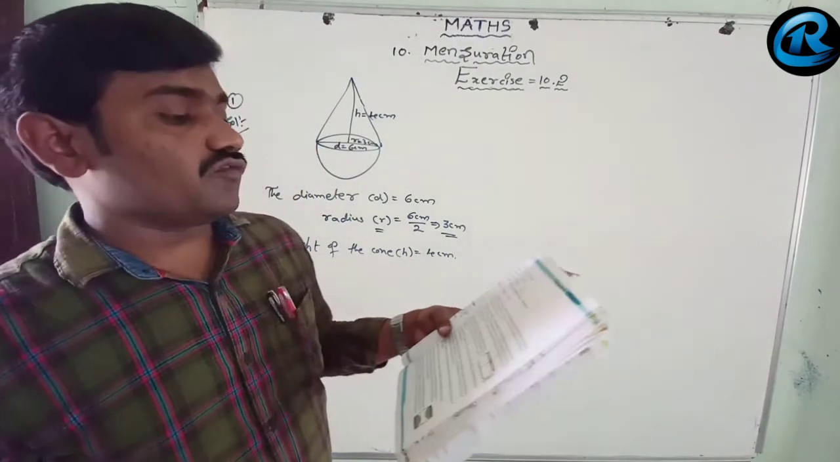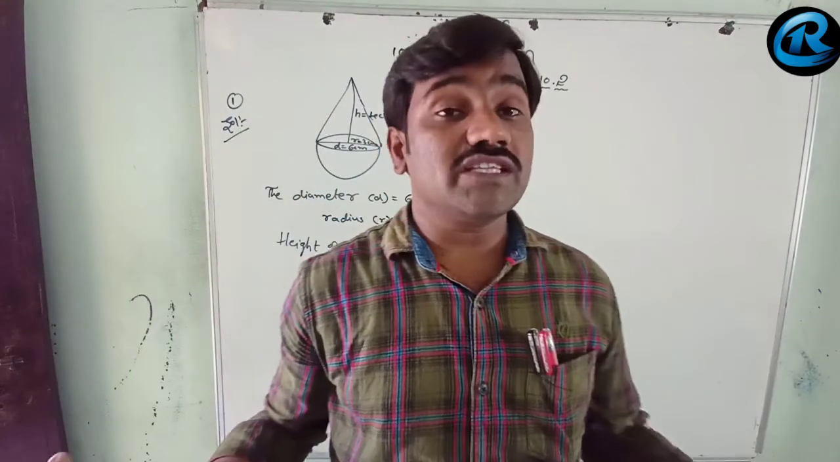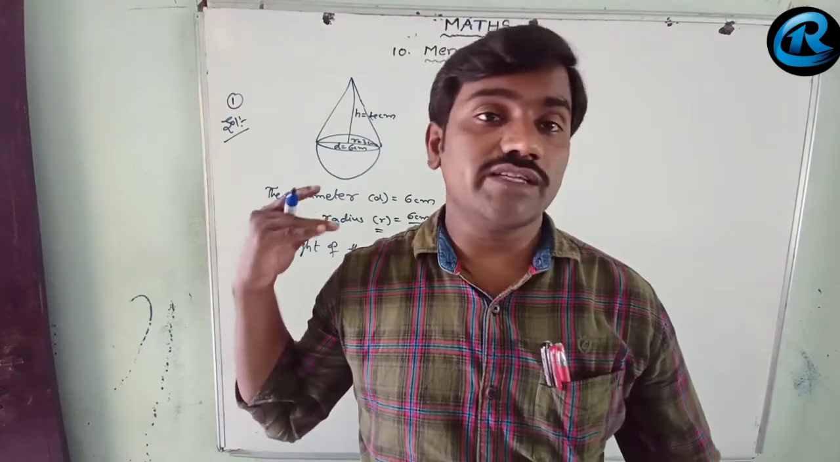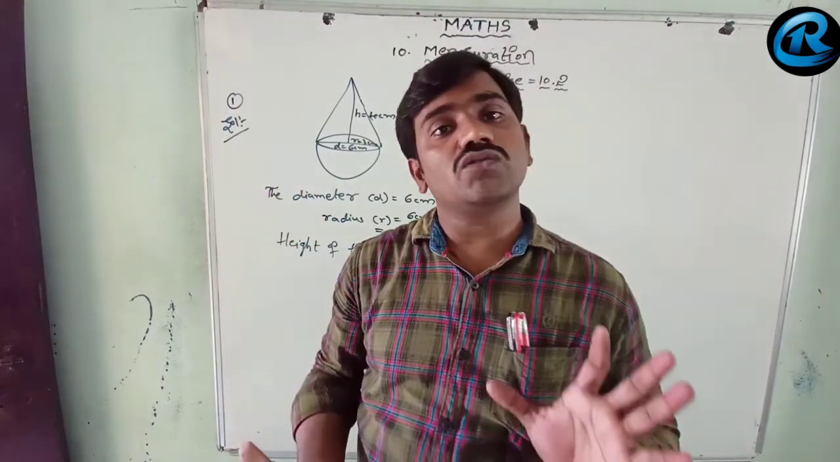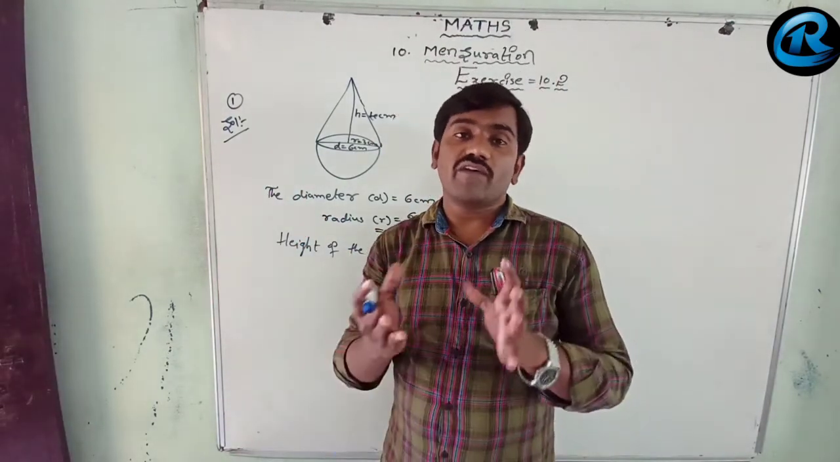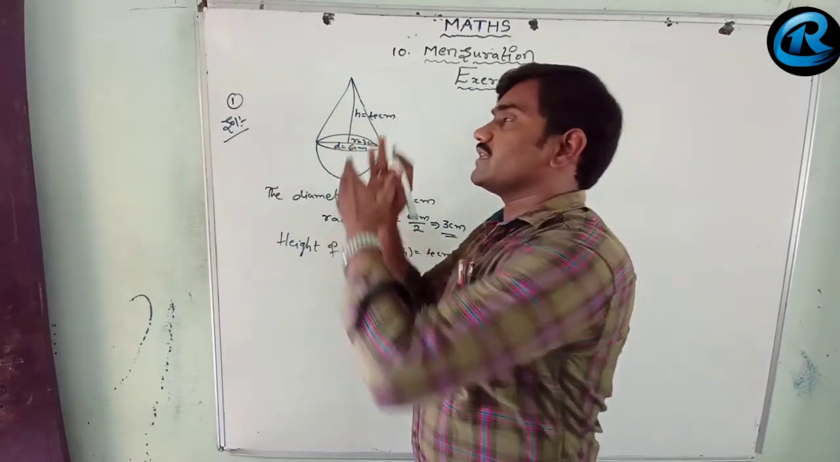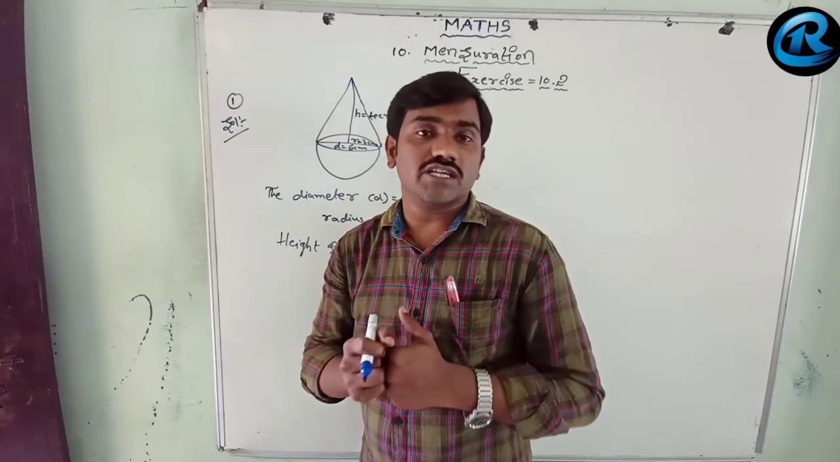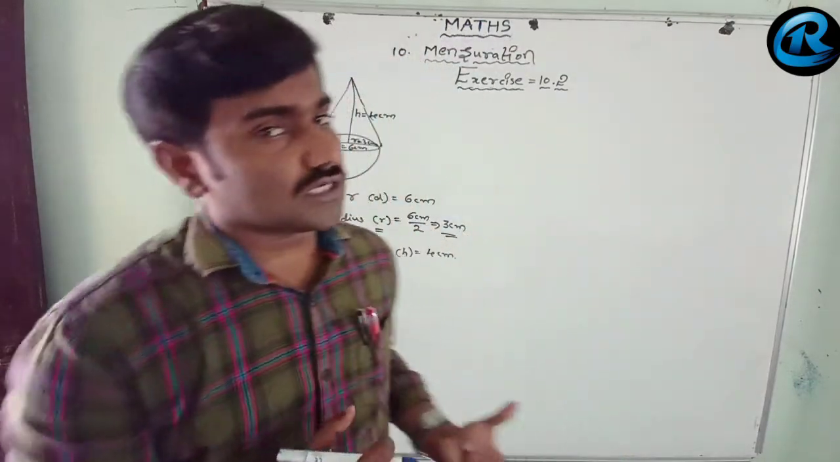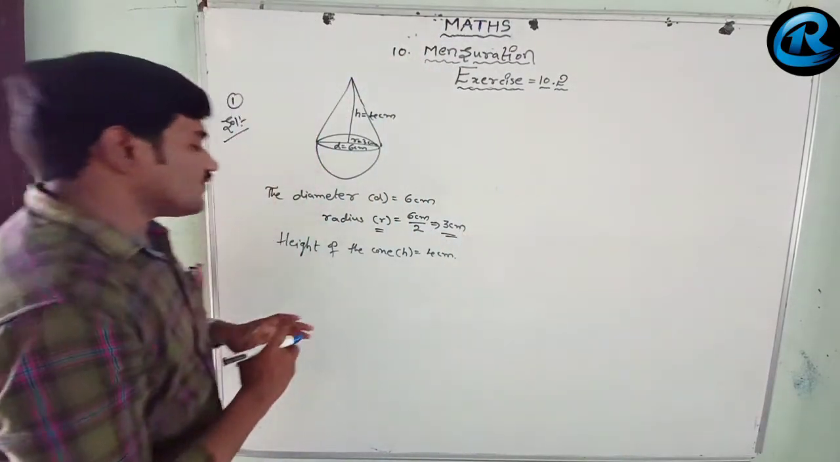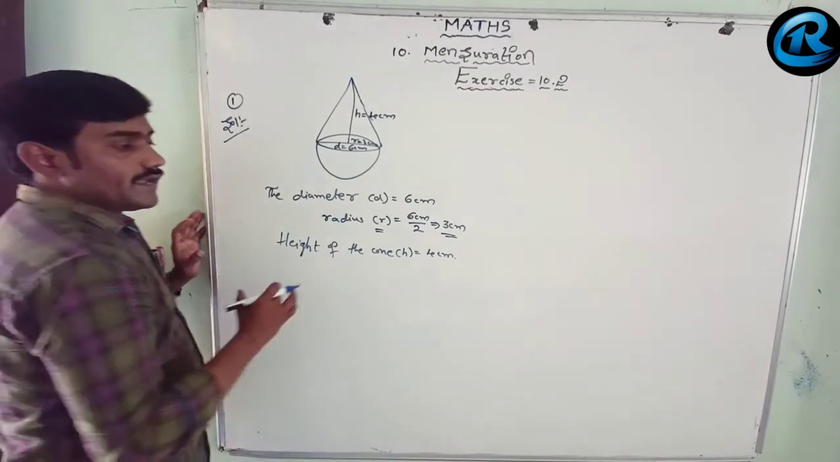Now what we need to find out is the surface area of the toy. How can we find out the surface area of the toy? By finding the curved surface area of the hemisphere and the curved surface area of the cone. If we add both curved surface areas, we get the total surface area of the toy. So first of all, let us find out individually.